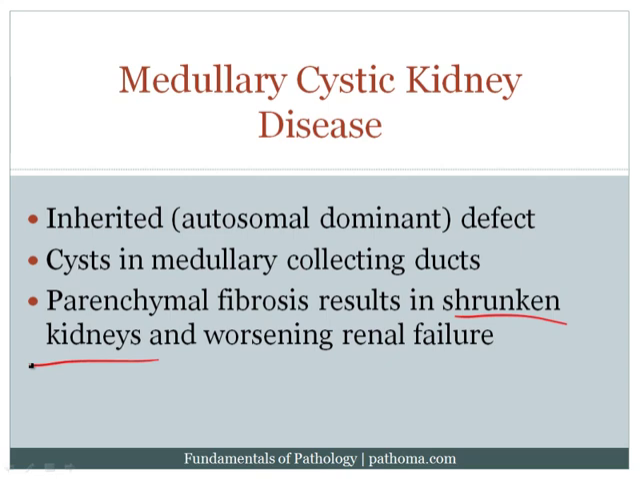A second important distinction from polycystic kidney disease is the fact that these patients have shrunken kidneys. Now remember that in polycystic kidney disease, whether it be adult form or juvenile form, the kidneys will be enlarged. However, in medullary cystic kidney disease, the kidneys are shrunken and the patients will present with worsening renal failure. So again, shrunken kidneys with cysts in the medulla of the kidney. And that concludes our congenital section. We're now going to move on to acute renal failure.